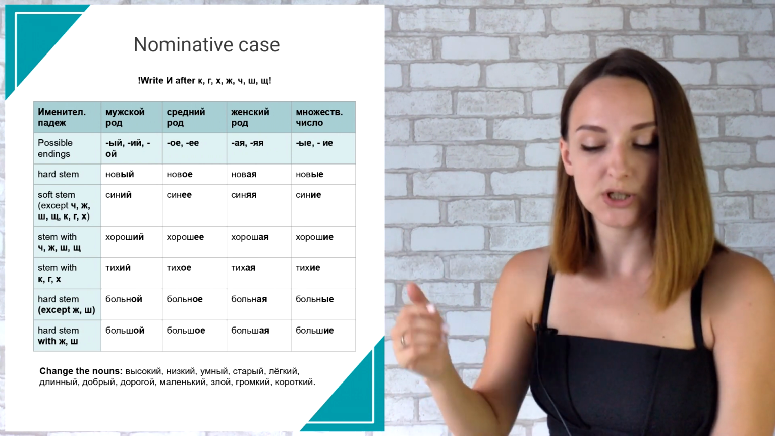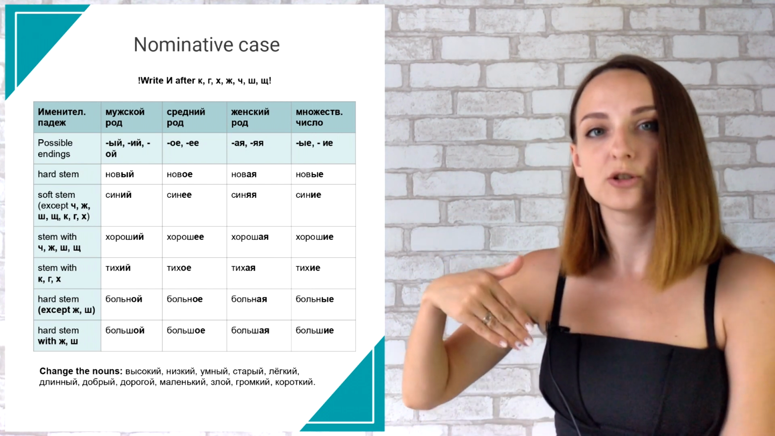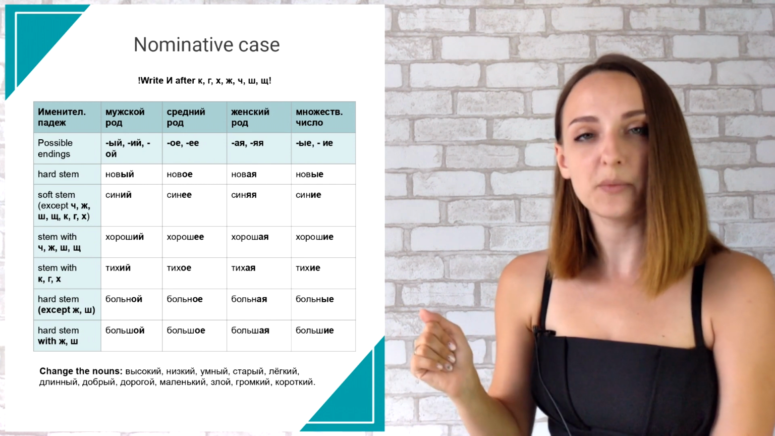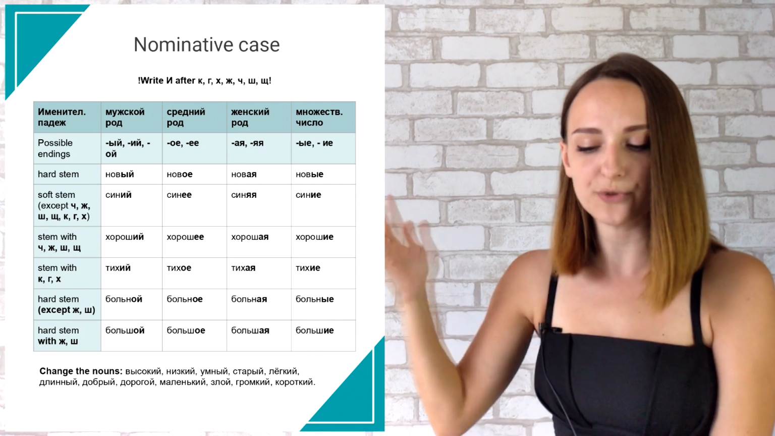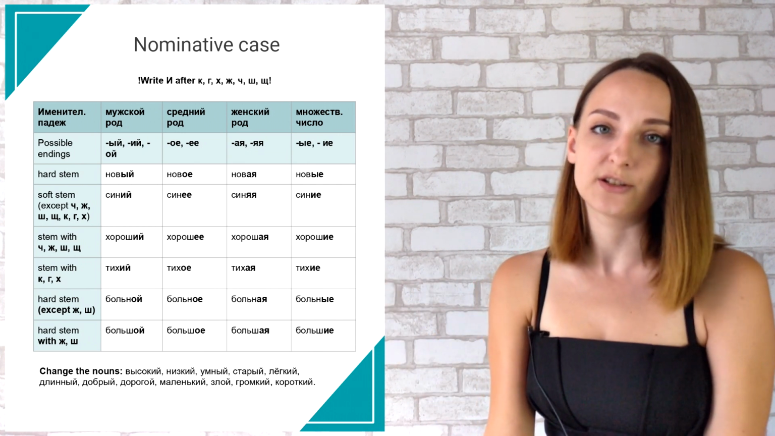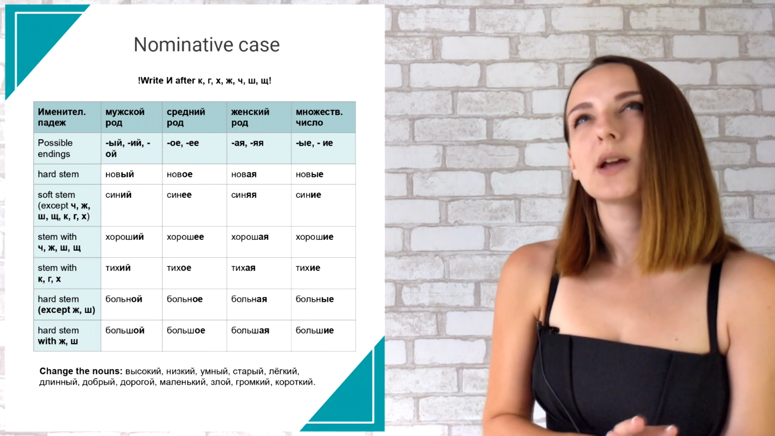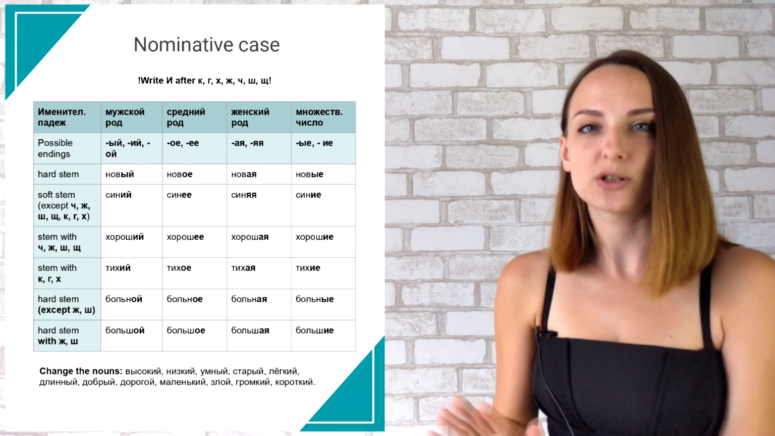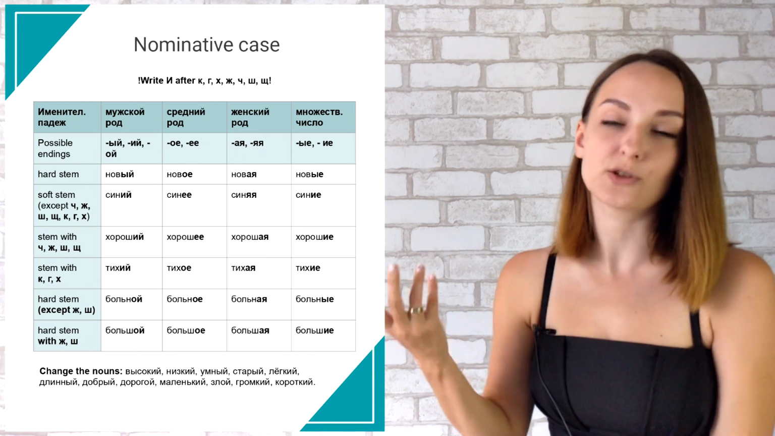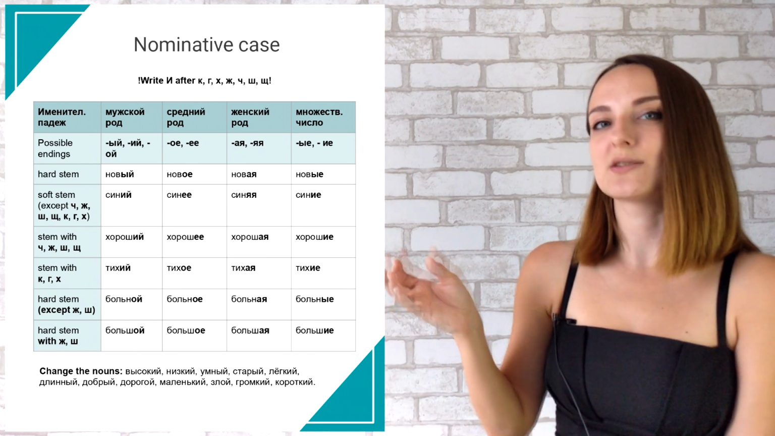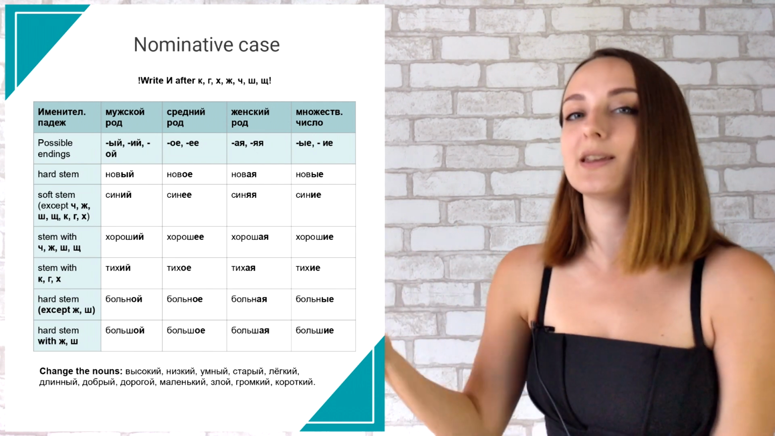Like for the neuter, there will be endings ое or ее. Новый, новое. For feminine, ая or яя, новая. And for plural, ые or ие, новые, right? Normally, for like 80% of the students, this information is already enough to make adjectives neuter, feminine, and plural. Just knowing that feminine endings are ая, яя, neuter ое, ее, and plural ые, ие.